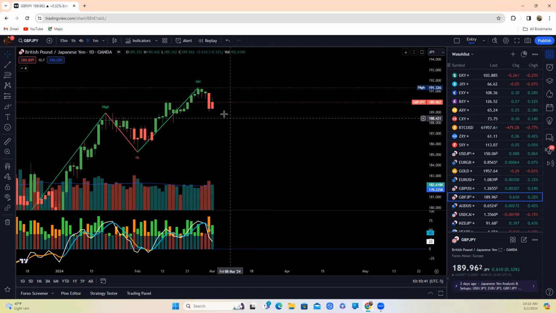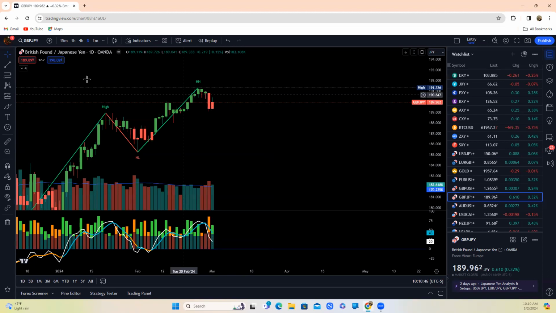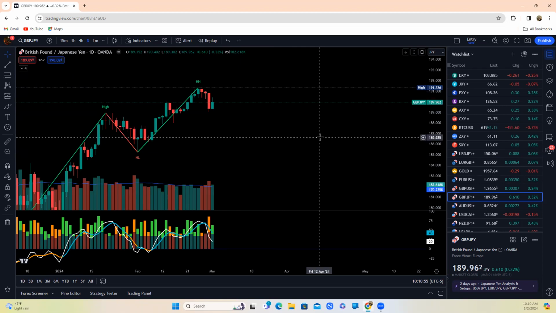So the first thing you want to do is look at that daily candle, and you want to see where we are in that daily candle. So I'm going to take the UT Bots alert off real quick. We'll put that back on later. We don't need it right now.